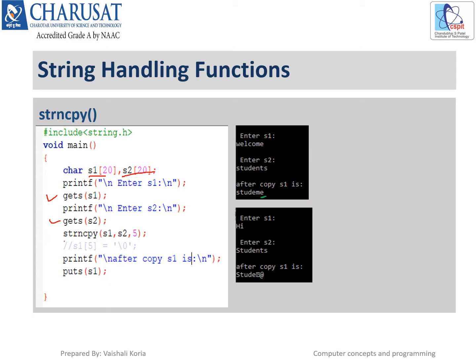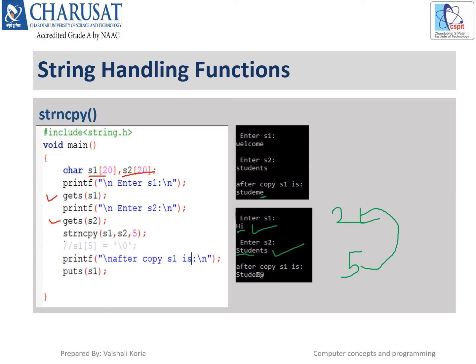Okay, so in the next output, the first string is "hi", and the second string is again "students", and you want to copy the five characters of s2 to s1. So what happens, this "hi" will be replaced with the contents of s2. But the size of this s1 is 2 only, right? And here we want to copy five characters to that particular s1 string. So after five characters there is no null here, right? There is no null in s1.